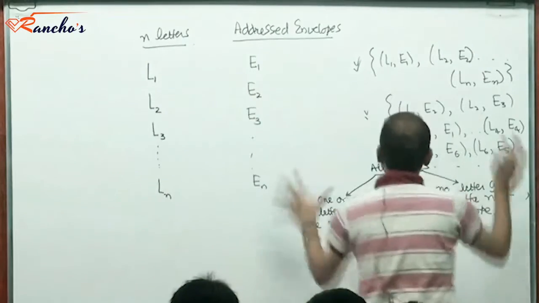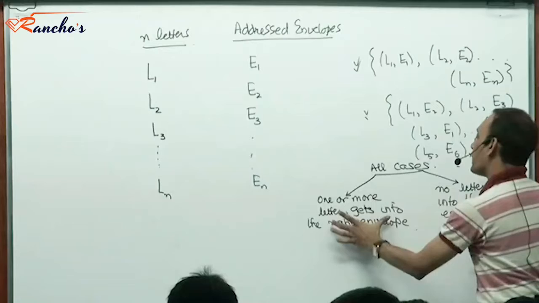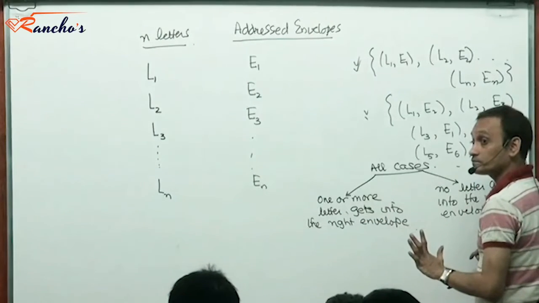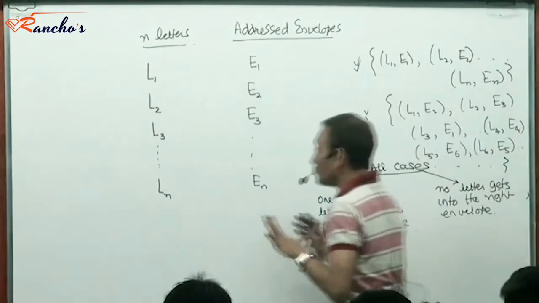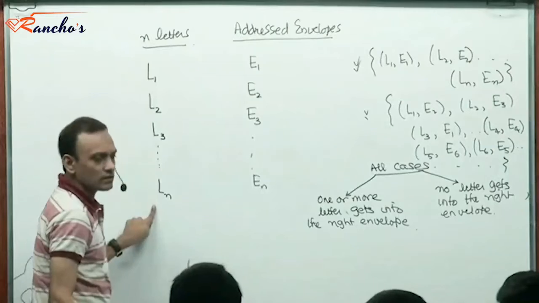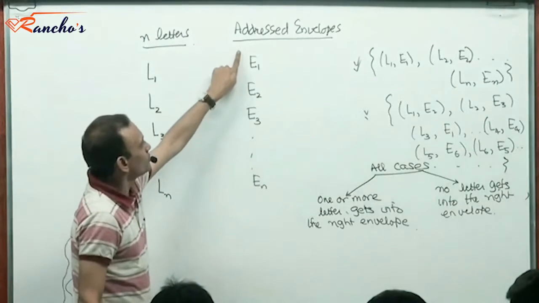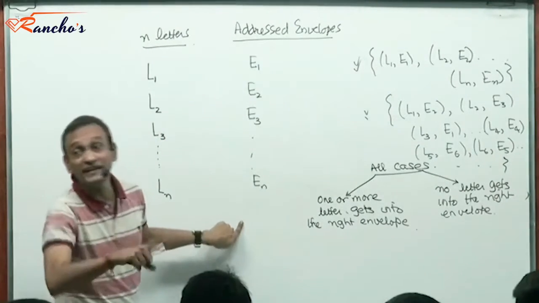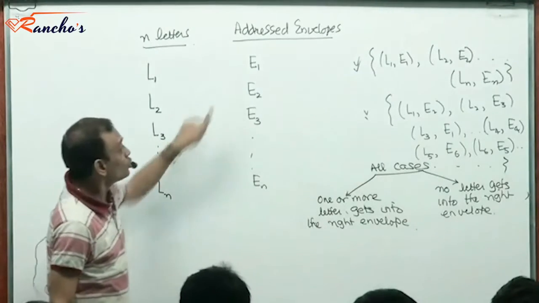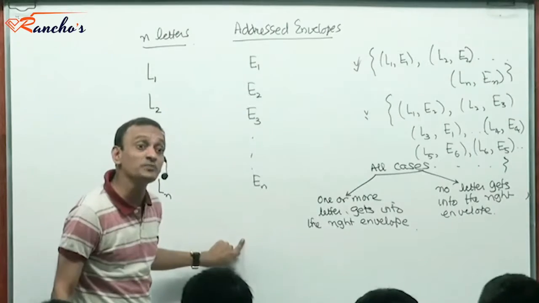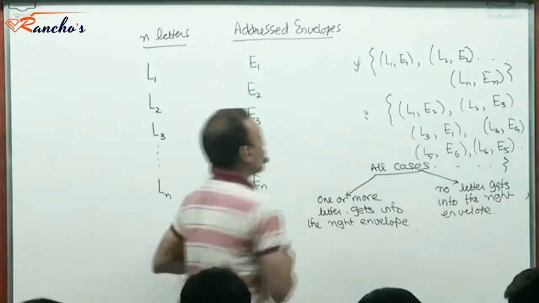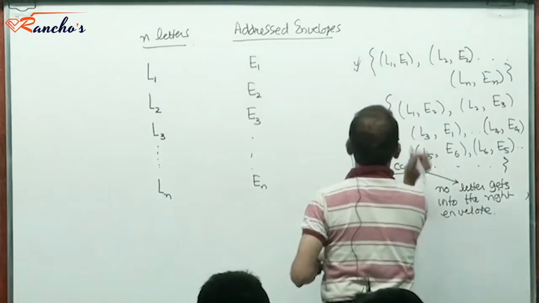Okay, so if that be the case, then we have situations of this kind. One or more letter gets into the right envelope and no letter gets into the right envelope. Yes or no? So now, first of all, the easiest thing is all cases. All cases is like, these are n things to be permuted in these n spaces, and that can be done in n factorial ways. Yes or no? So all cases is about n factorial.